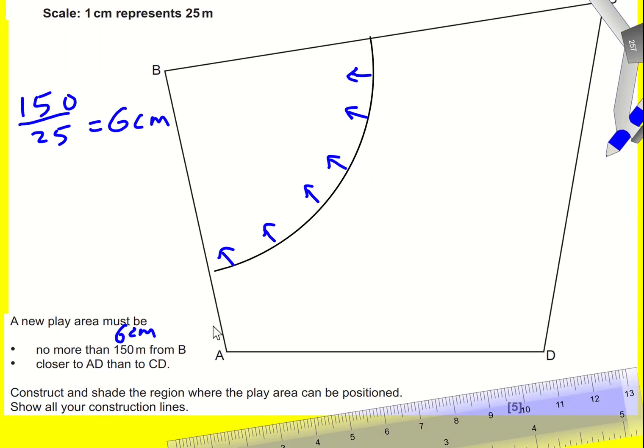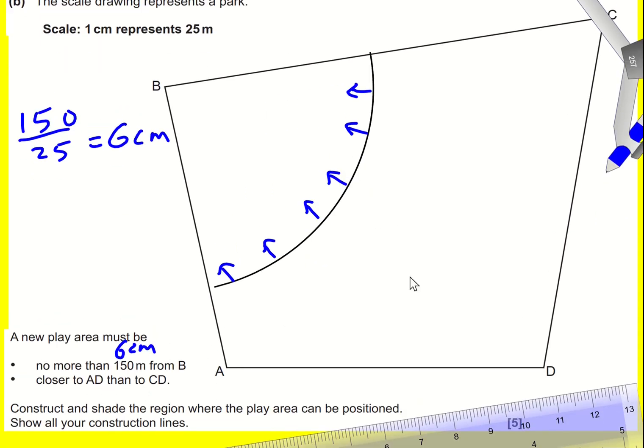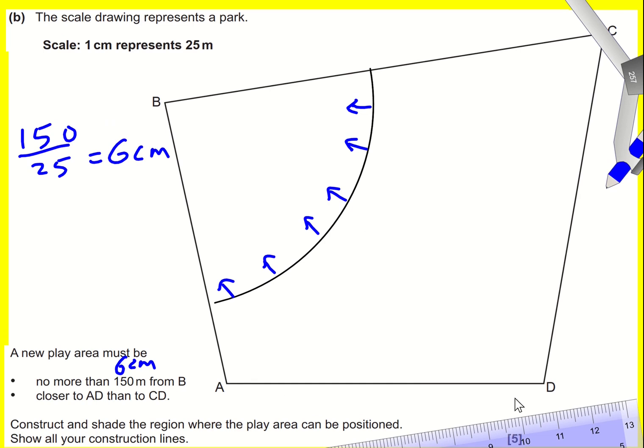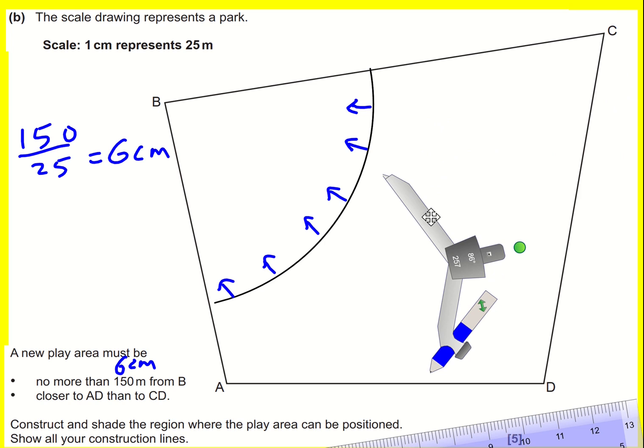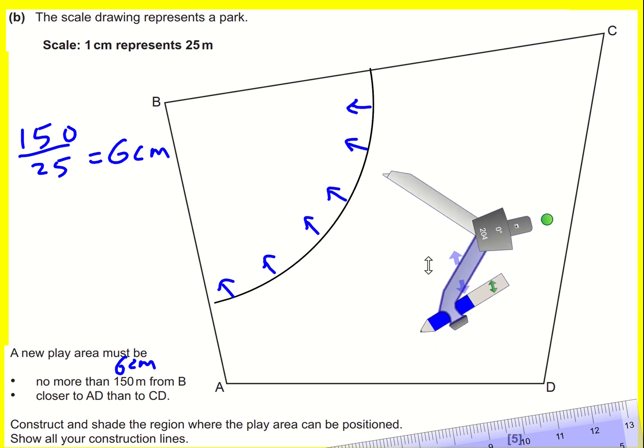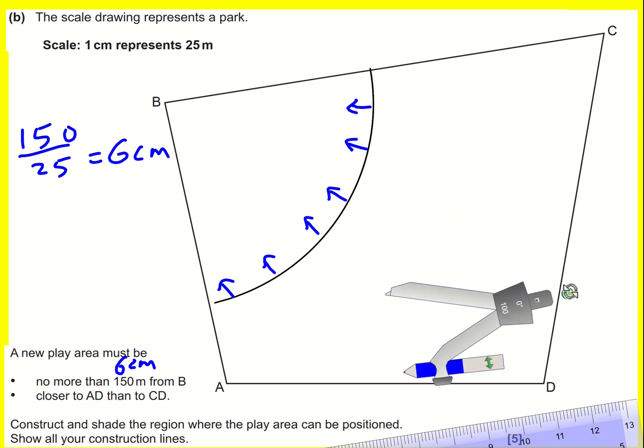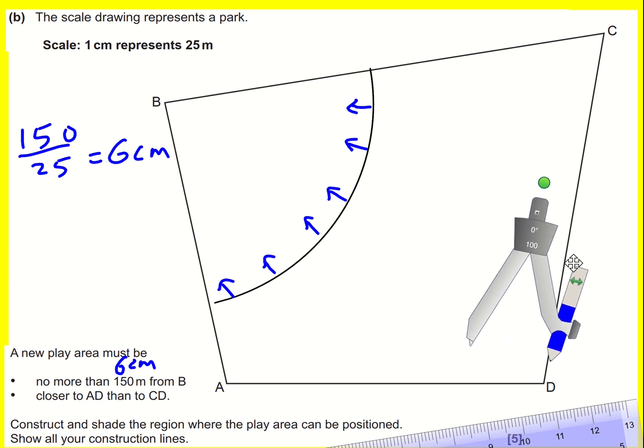But it also has to be closer to AD than to CD. AD and CD, that's here. And what we're going to need to draw is an angle bisector. The angle bisector splits the angle perfectly into two, and it gives you the line that's the same distance away from the other two lines. That's a consequence that you get. So drawing an angle bisector, bring the compass back round.